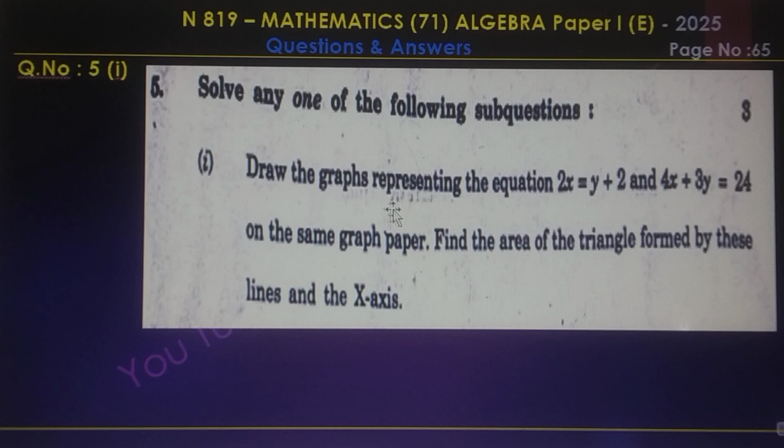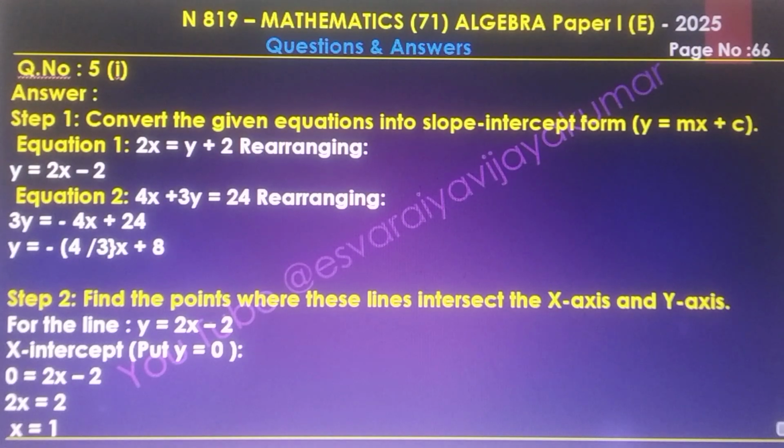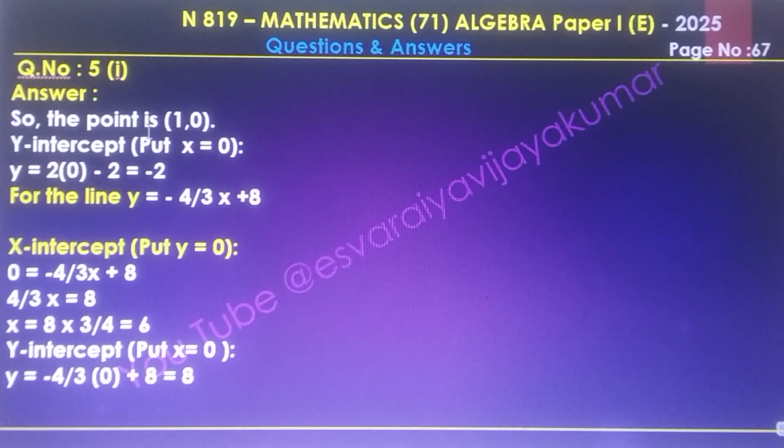Draw the graph representing the equations 2x plus y equals 2 and 4x plus 3y equals 24 on the same graph paper. Find the area of the triangle formed by these lines and the axis. Step 1, we get equation 1 and equation 2, and in step 2 we get the x value equal to 1. What is the formula? y equals mx plus c. And the same way for the first line, applying these equations, 1 comma 0, and minus 4 upon 3 into x equals 8. For the x intercept, put y equals 0, and we get the y value equal to 8.